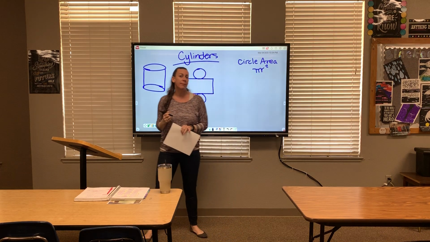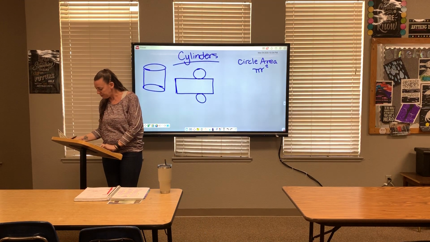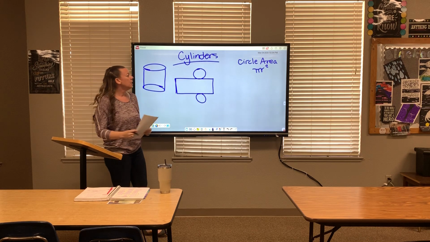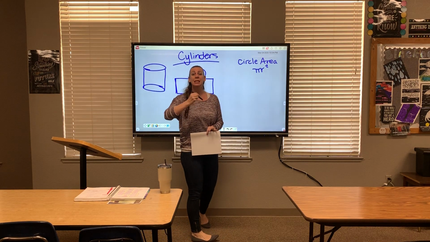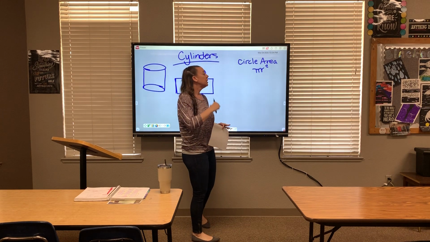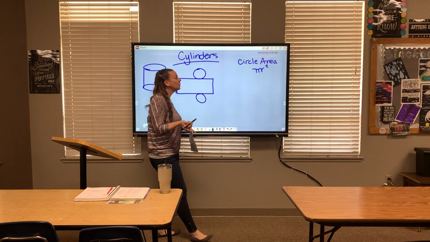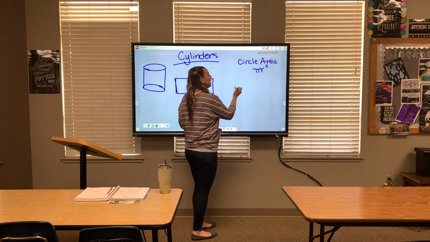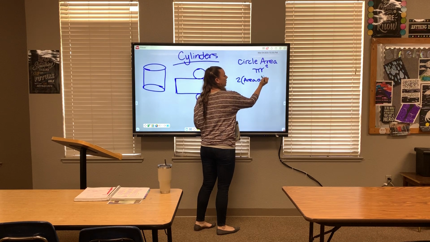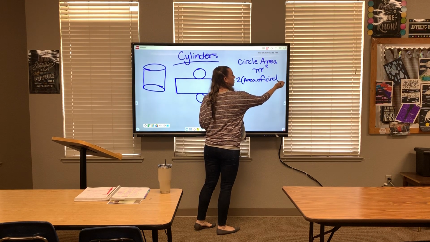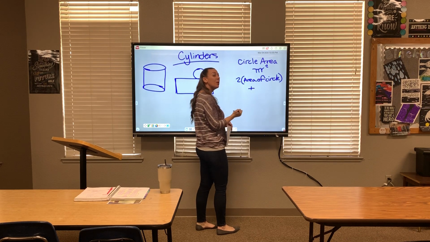We just worked on that, okay? So now if we're working on the area of a cylinder, it's a little bit different. Just like before, it's 2 times the base area plus the perimeter of the base times the height. So now what we're essentially doing is 2 times the area of the circle, plus the perimeter of the circle.